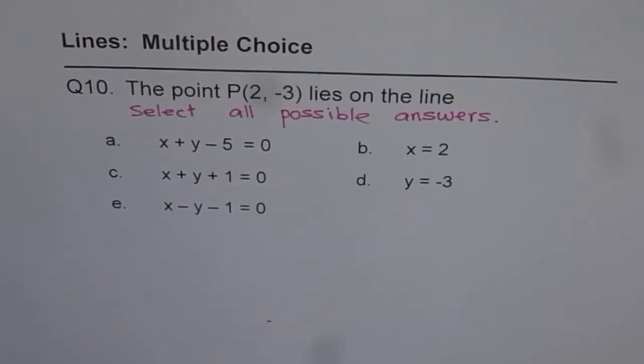We are on question number 10. It is one of the best questions in this series. I would like you to pause the video, copy the question, think about it, and then answer. Question number 10 is: the point P(2, -3) lies on the line, and we are given 5 choices.